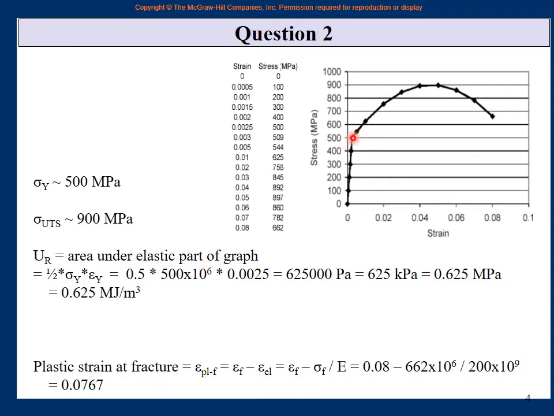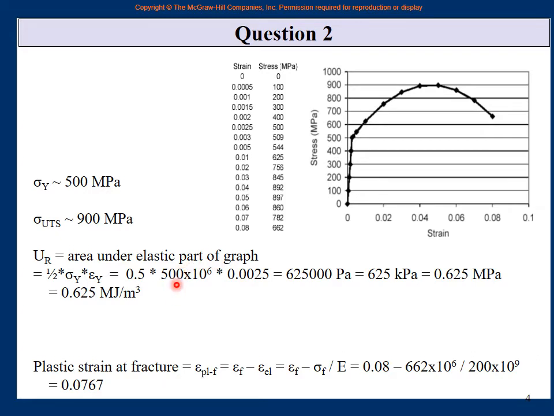Now, if you try to drop a straight line here, you will get an approximate value. But here in the data table, it is given that at 500, the strain is 0.0025. So the exact strain at the yield point is given. Therefore, half a stress into strain: 0.5, 500 megapascal, 0.0025. Remember, this is very, very critical. Many of you keep on doing these small errors all through.